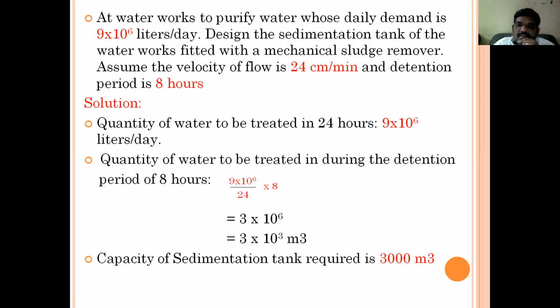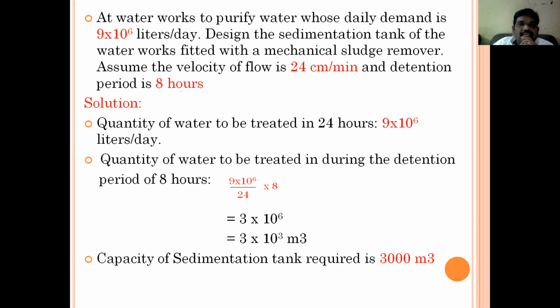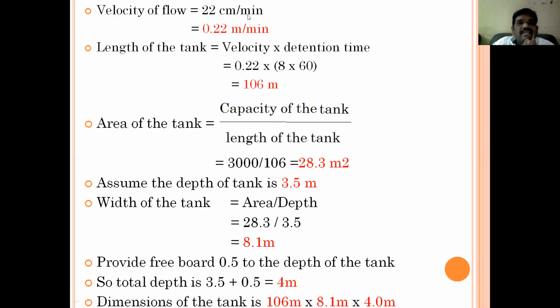How did we get this? Simply by multiplying by 8. Why 8? Because the detention period is 8 hours. Hope you all got the same answer. Understand? Next is velocity of flow. Is it given? Yes, velocity of flow. How much have they given? 24 centimeters per minute. It is the same I mentioned here.